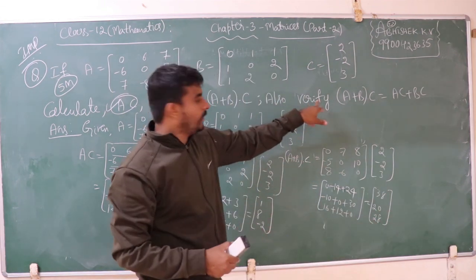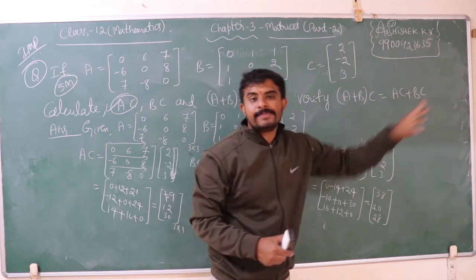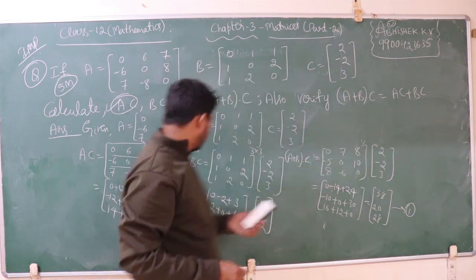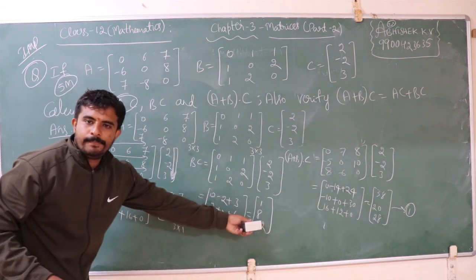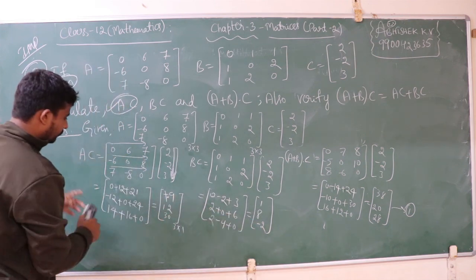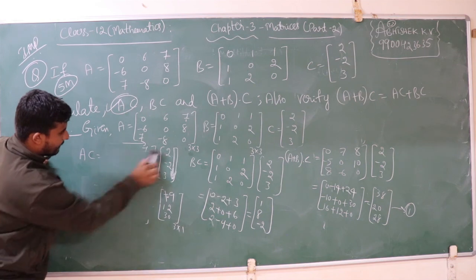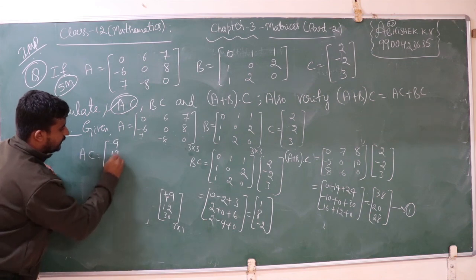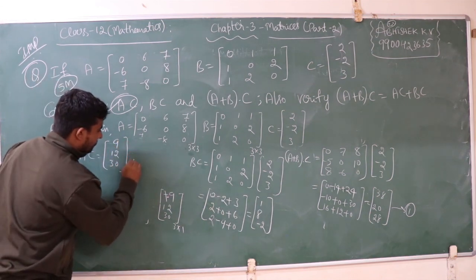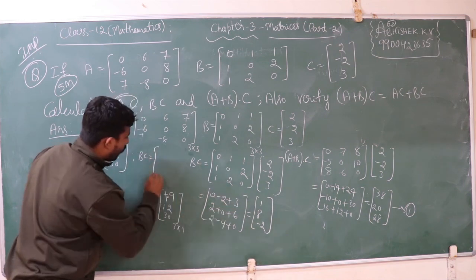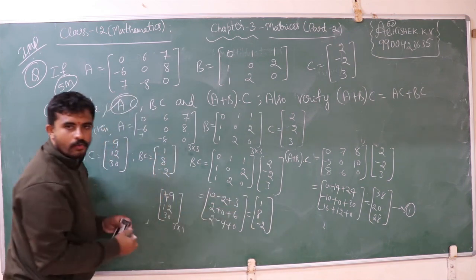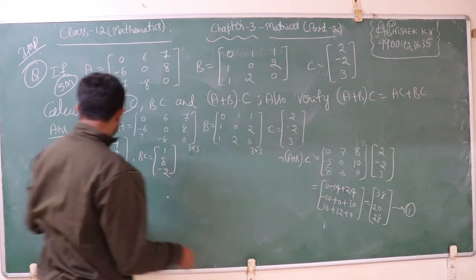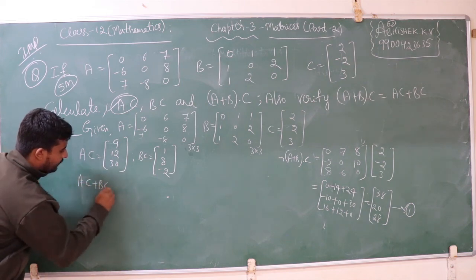So then also verify that A plus B of C is equal to AC plus BC. Call this as 1. AC plus BC. We already have AC and BC. Consider AC. What is AC? AC is 9, 12, 30. What is BC? BC is equal to 1, 8, minus 2. What is the RHS? AC plus BC.